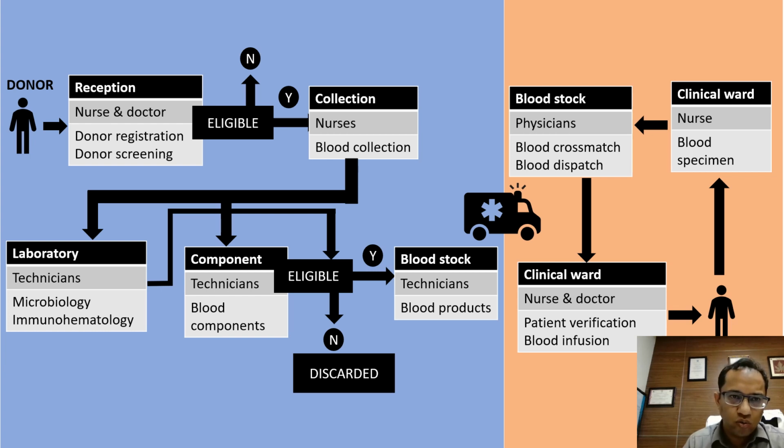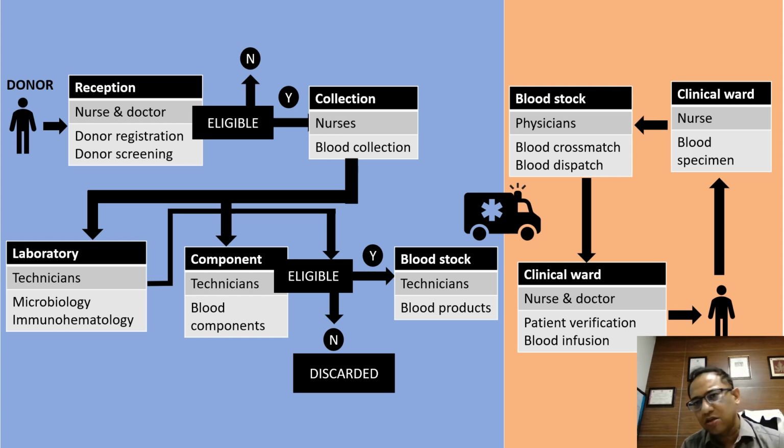So you see, whenever a donor comes, he goes to the reception, and the nurse and the doctor, and the donor registration takes place. If he's found to be eligible, the phlebotomy takes place. After the collection, the sample from the sample pouch goes into the laboratory, goes into the component section, and once that is tested for TTI and the components are made and found eligible, it gets into the blood stocks where the technicians and the blood products are involved. So this blood stock is your blood inventory.